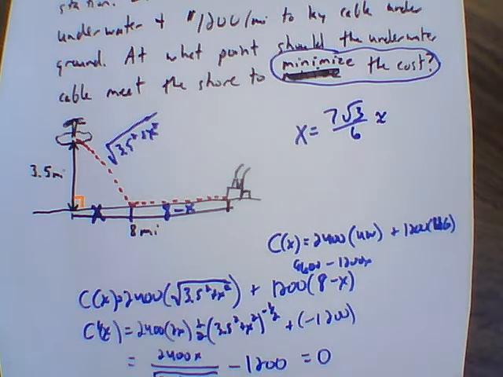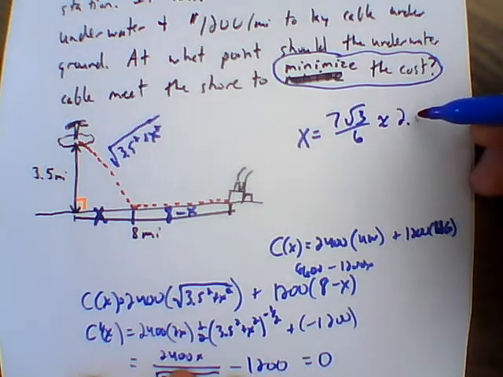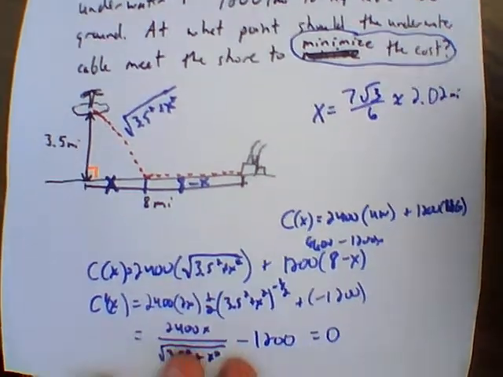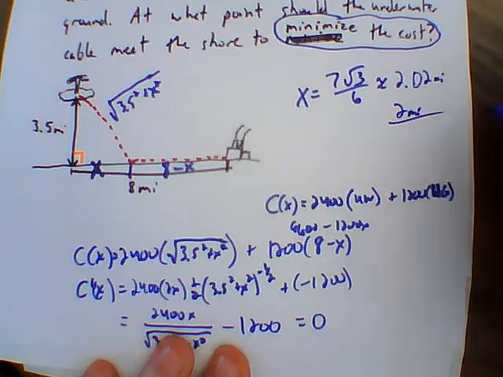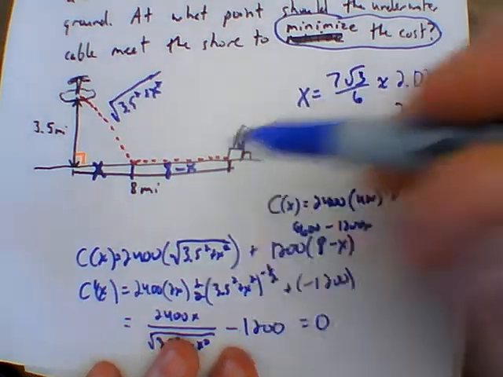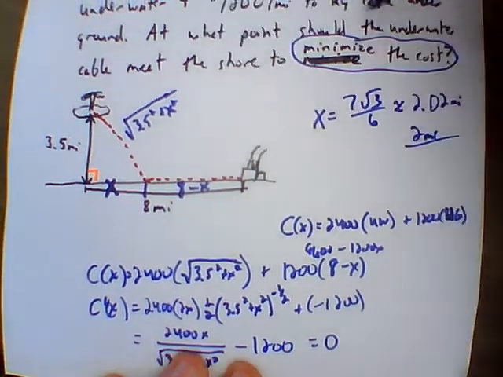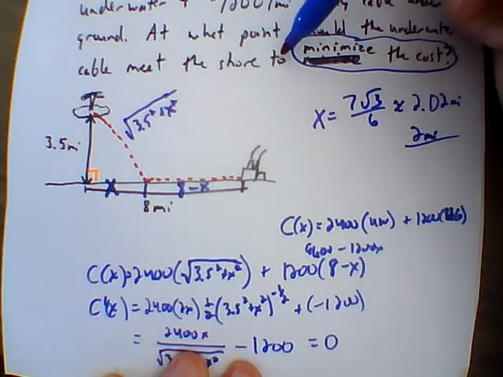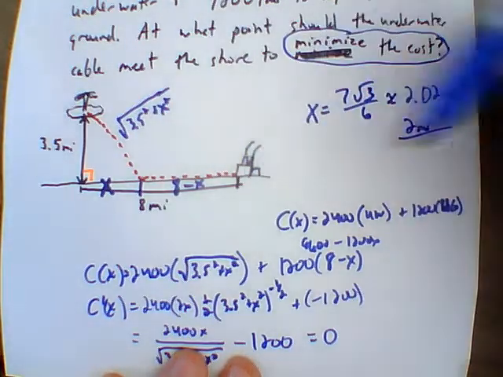So if I simplify this, that is approximately 2.02 miles. Okay, so we'll just go 2 miles for purpose of making it a little bit easier. So that is this distance here. So basically we see the answer to the question, at what point should the underwater cable meet the shoreline? 2 miles from the station.